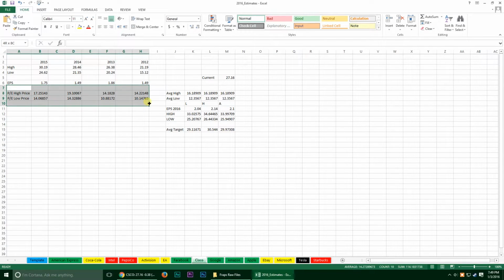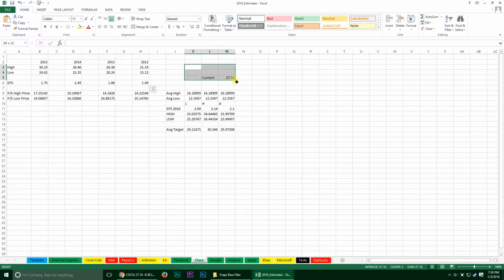Now to get the PE ratio, all you have to do is divide the price of the stock by the EPS. So to get this 17, all I did was do the 30.19 divided by the 1.78, and to get the PE low price, all I did was 24.62 divided by 1.65. And then for this year, I did the same thing, except I used these numbers over here. In 2013, I used these numbers. In 2012, I used these numbers.